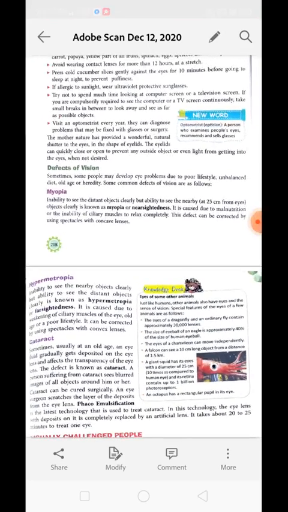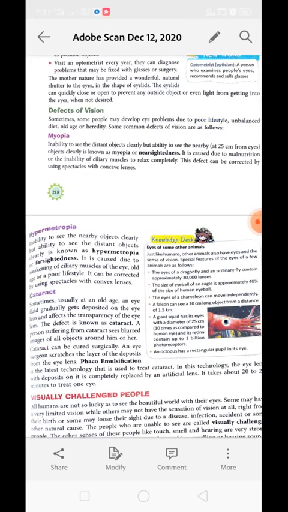Okay, concave means a lens which is thinner at the center and thicker at the edge. Okay, next is hypermetropia, the inability to see near objects, but they are able to see distant objects clearly. That type of disease is known as hypermetropia. It is exactly opposite to myopia.